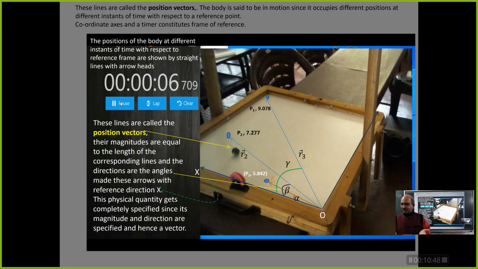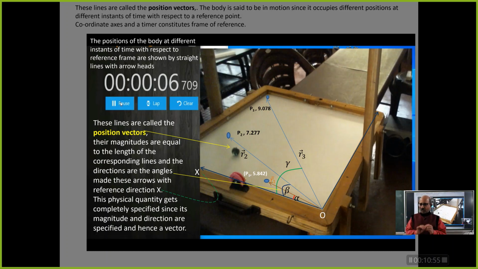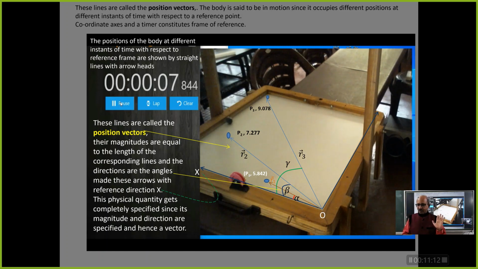Because usually, whenever we say frame of reference, we only consider xy. Correct? In mathematics, we should do that only. But here, we also have to use time, because the body is moving. Observe this very carefully. As the body is moving, the timer is also moving. That is, the time is increasing.